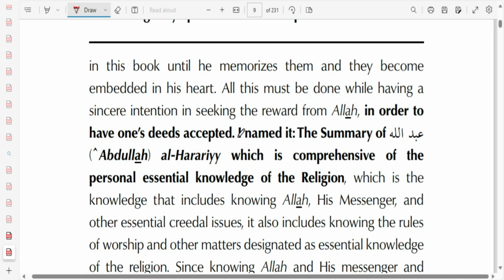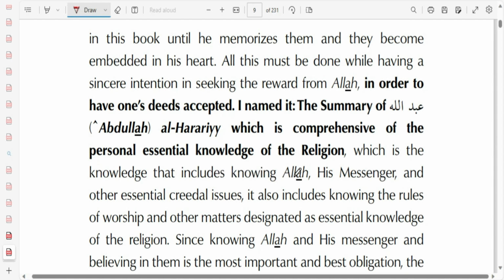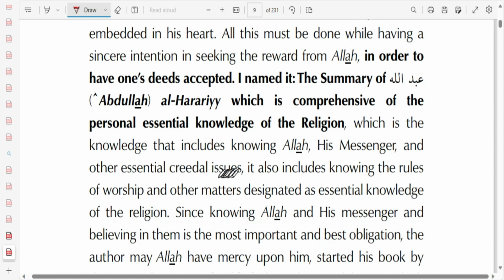I named it, as Shaykh Abdullah talking, and in the Arabic he said, we named it. He was talking about himself. He said, Asmaynahu, we named it. But here they translated it as, I named it the Summary of Abdullah Al-Harari, which is comprehensive of the personal, essential knowledge of the religion, which is the knowledge that includes knowing Allah, His Messenger, and other essential creedal issues. Period. Here, you can put a period here instead of a comma. And then big I here. It also includes knowing the rules of worship and other matters designated as essential knowledge of the religion.